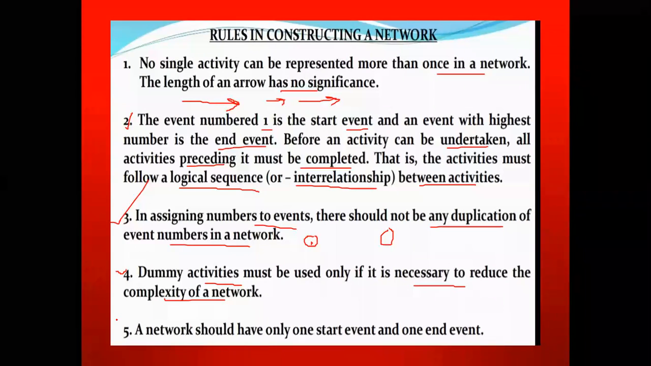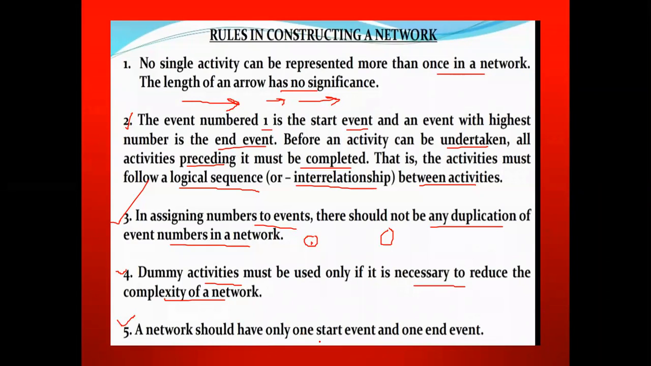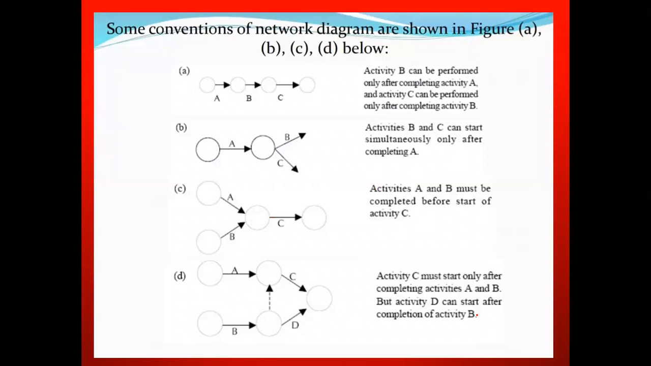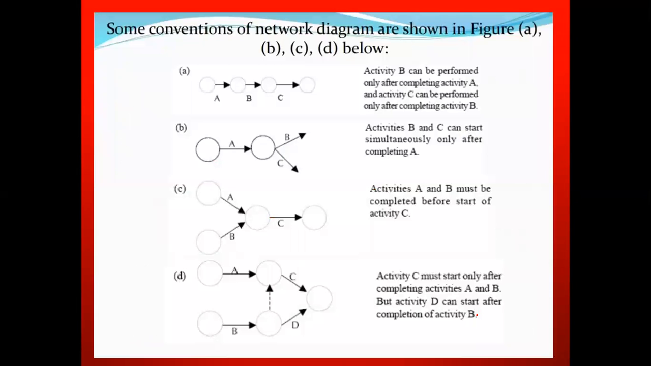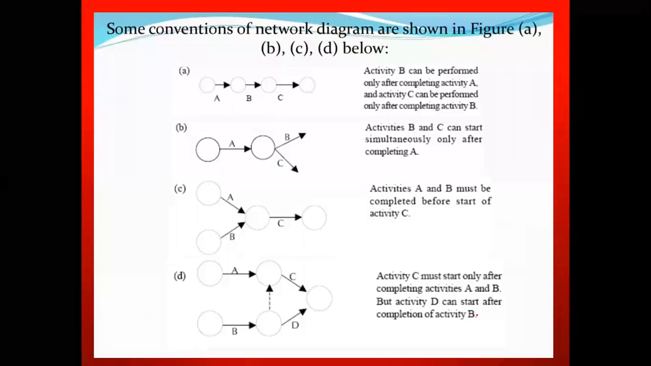Next, what is the fifth one? A network should have only one starting event and one end event. ఇందాక మనం చెప్పుకున్నాం కదా, a network should start with one event and end at one other event. ఈ మధ్య లోపల ఎన్నైనా ఉండొచ్చు. Like this, these are the very important rules to be used whenever you are doing the construction of a network. So once we practice this, whatever the example problems we are given, then automatically you can come to know how to draw the network diagram.